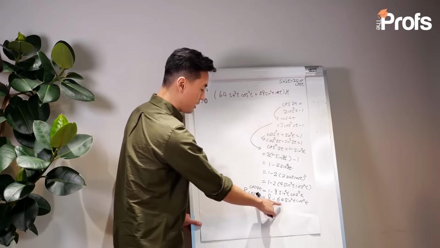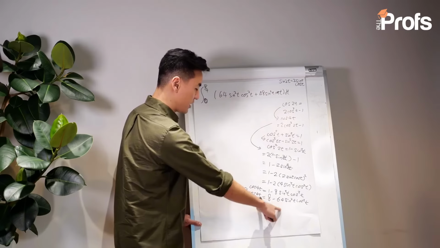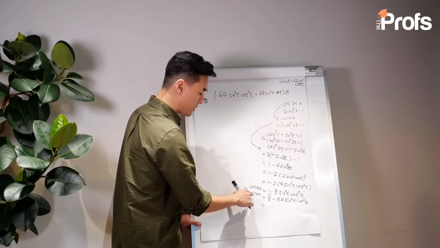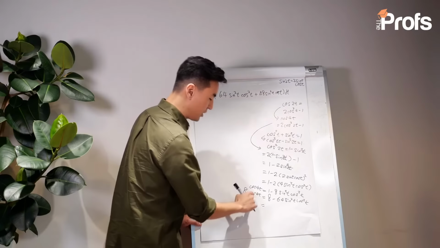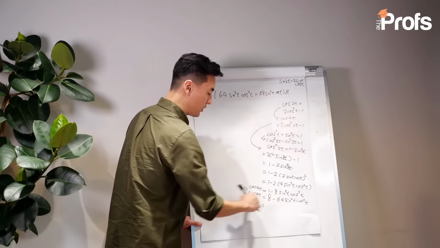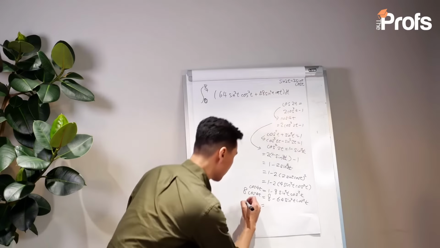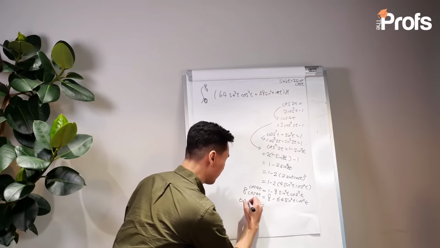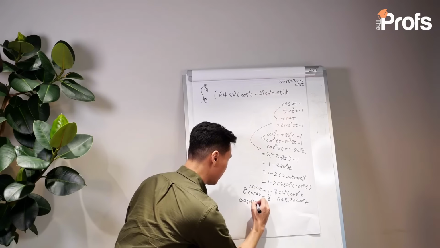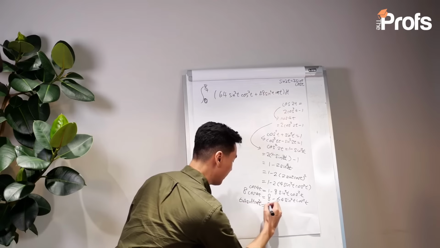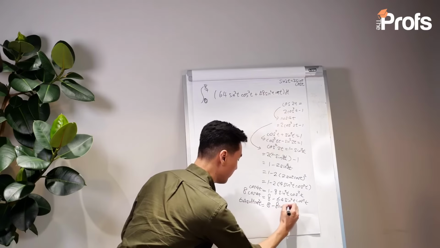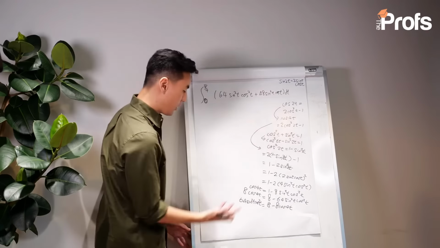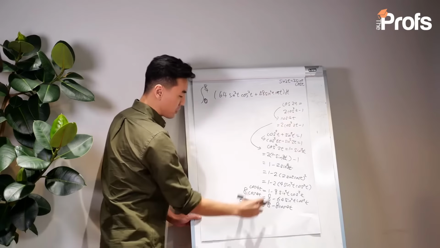I'm going to bring the minus 64 sine squared t cos squared t to this side. And at the same time, I'm going to bring 8 cos 4t to the other side. So I'm just going to swap these two. So this is going to become 64 sine squared t cos squared t equals 8 minus 8 cos 4t. Okay, I've managed to make this equal to this now.